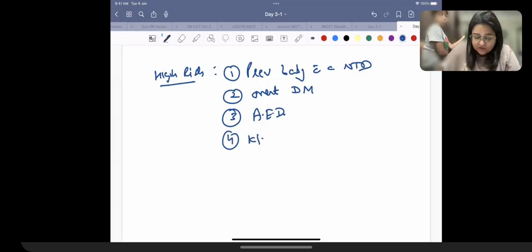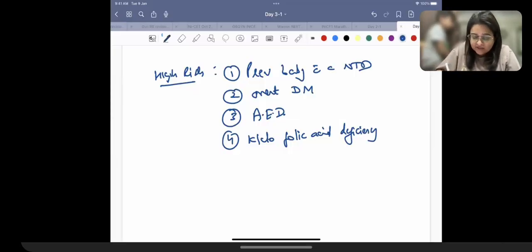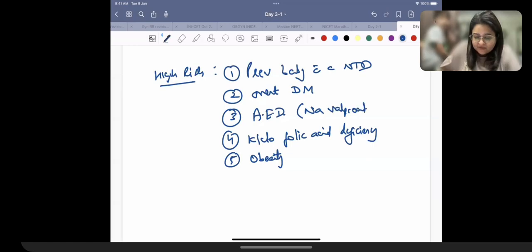If she's a known case of folic acid deficiency, suppose she's anemic and you work her up and you find she's folate deficient. The fifth, women who have obesity. Okay, these women also you will want to give a higher dose. Yes, especially maximum risk with sodium valproate. Correct. What else?